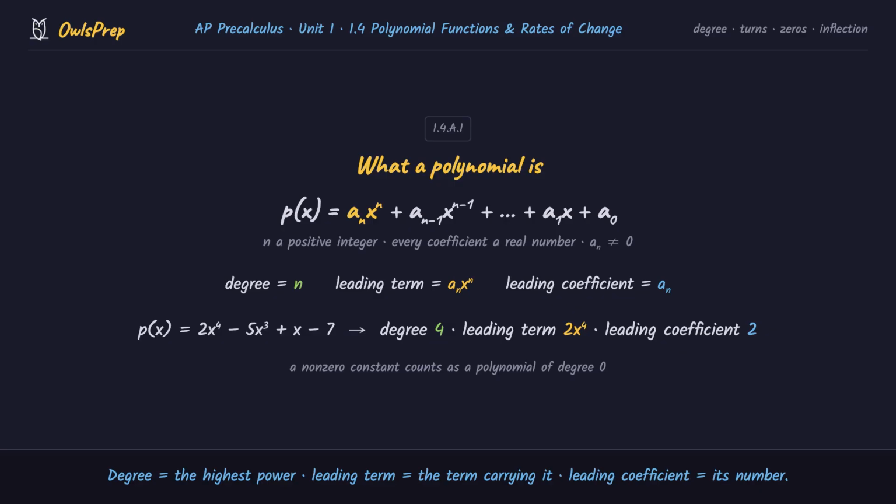Three names come out of that. The degree is n, the highest power. The leading term is a sub n x to the n, the term carrying that highest power. And the leading coefficient is a sub n, the number sitting in front of it. So for p of x equals 2x to the fourth minus 5x cubed plus x minus 7, the degree is 4, the leading term is 2x to the fourth, and the leading coefficient is 2. One edge case worth remembering. A non-zero constant is also a polynomial of degree 0.